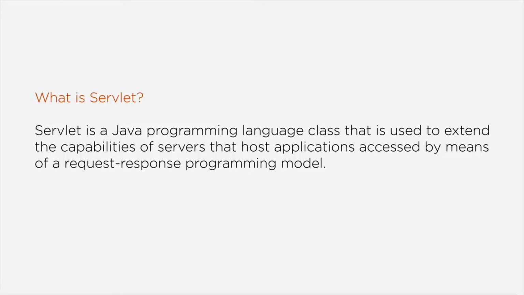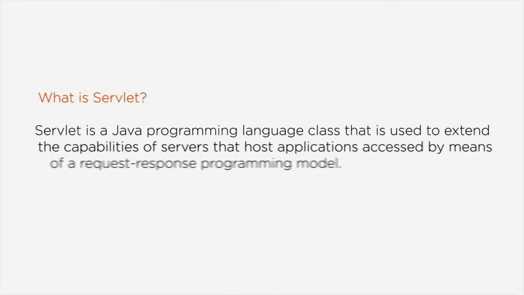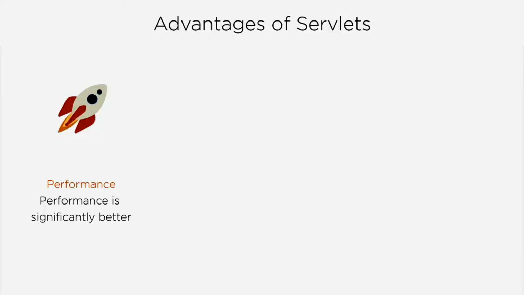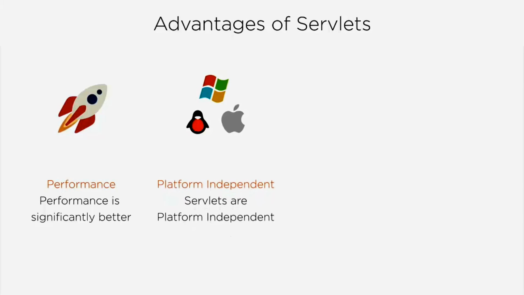Java servlets often serve the same purpose as programs implemented using the CGI, but servlets offer several advantages in comparison with the CGI. Servlets execute within the address space of a web server. It is not necessary to create a separate process to handle each client request, so performance is significantly better. Servlets are platform independent because they are written in Java.